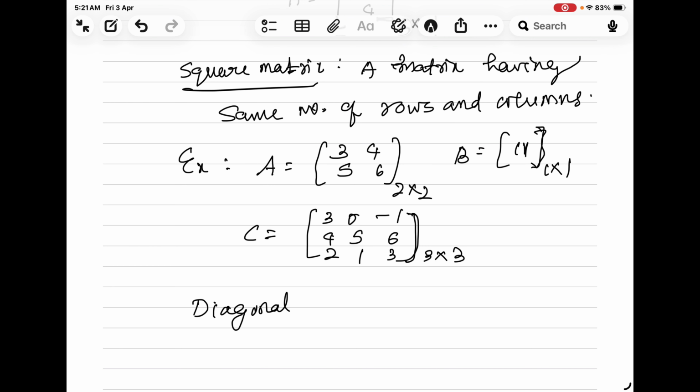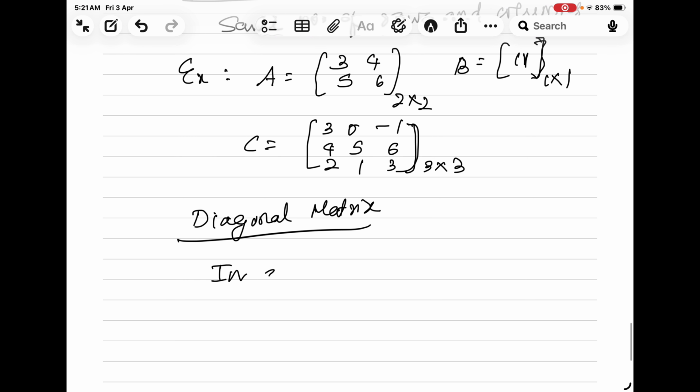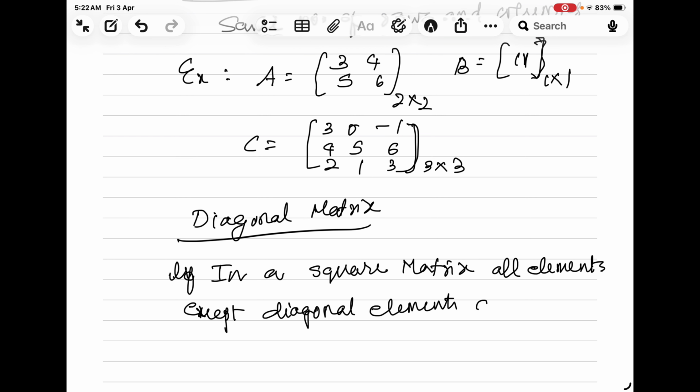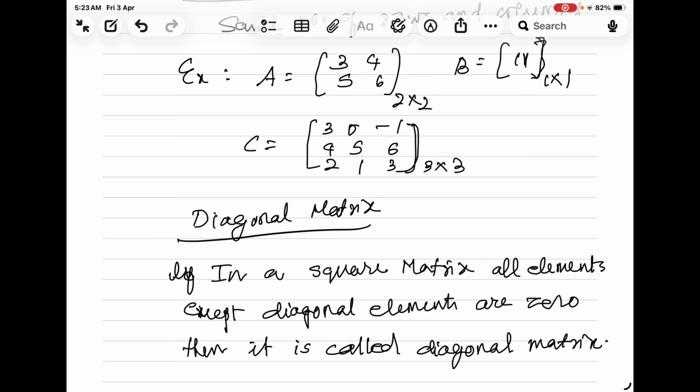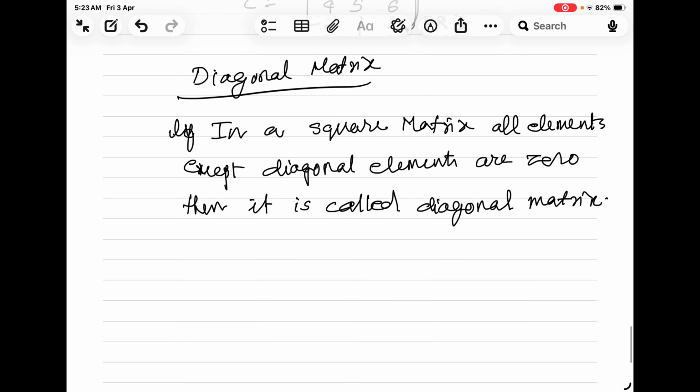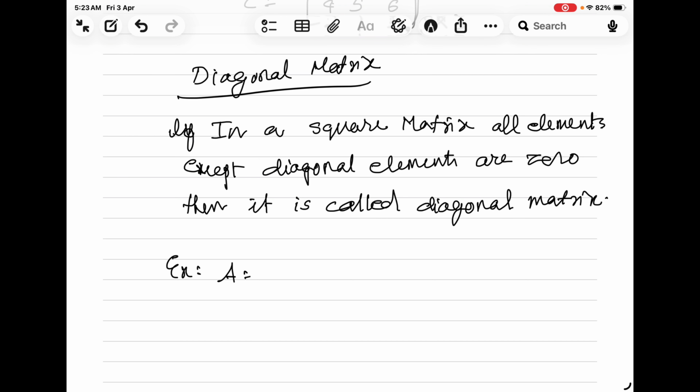Next one is diagonal matrix. In a square matrix, if all elements other than the diagonal elements are 0, then it is called a diagonal matrix. This example: A equals matrix 1, 0, 0, 2. This is a 2 by 2 matrix.